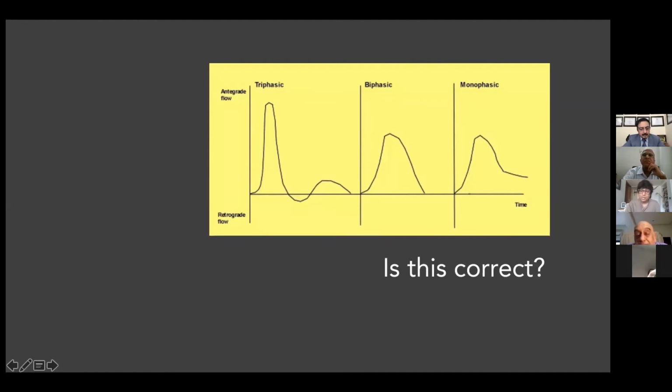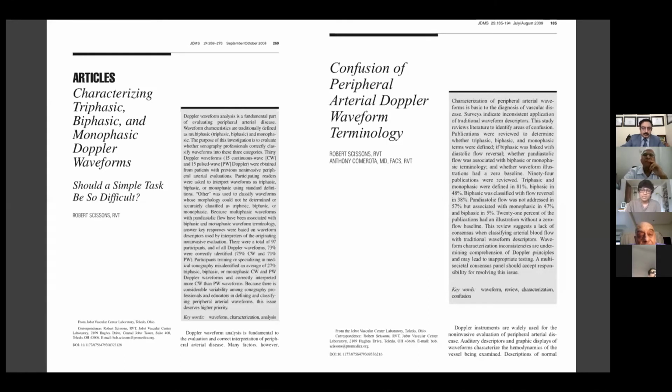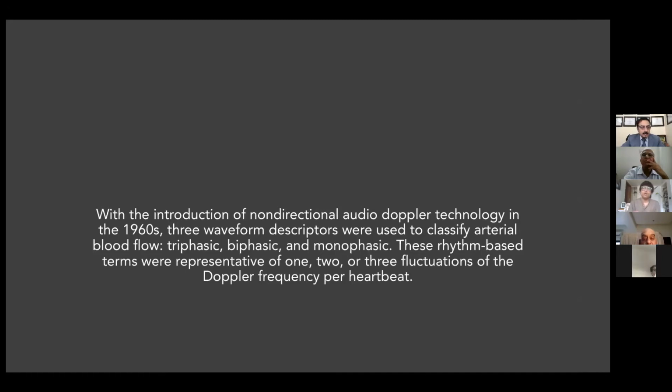You will find across the board various sonologists will be arguing with each other: no, this is biphasic and this is monophasic. And there have been articles written about this, about the confusion that persists about whether a waveform is biphasic or monophasic, and should it be so difficult to characterize this in such a manner. And remember, you don't even need to look at the spectral waveform when you're talking about phasicity, triphasic, biphasic, or monophasic. It's such a simple thing. It's fundamentally referring to the sounds produced, or the components of the sounds produced, or the fluctuations in the Doppler frequency per heartbeat. If there are three components to the waveform, this is three sound components.